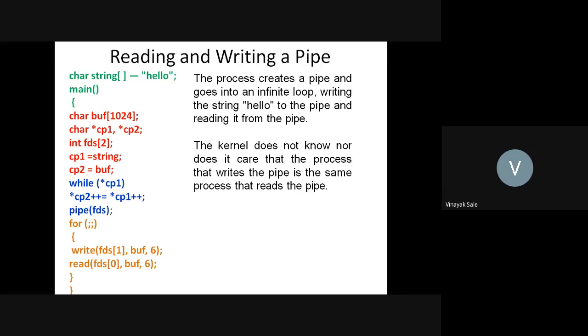The process creates a pipe and goes into an infinite loop, writing the string hello into the pipe and reading it from the pipe. The kernel does not know, nor does it care, that the process that writes the pipe is the same process that reads the pipe. Kernel does not care whether the data that has been read by the process is the same data that was written by the process or not.